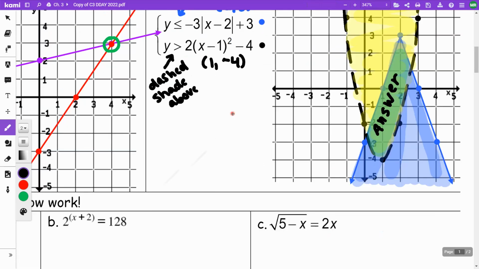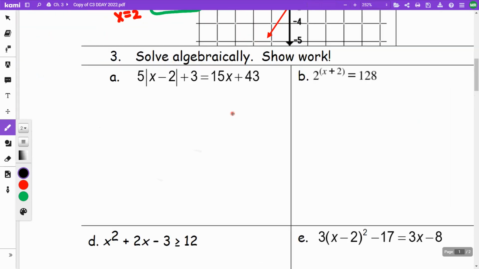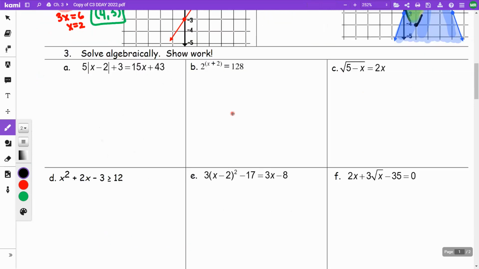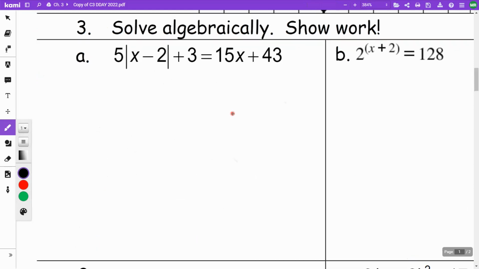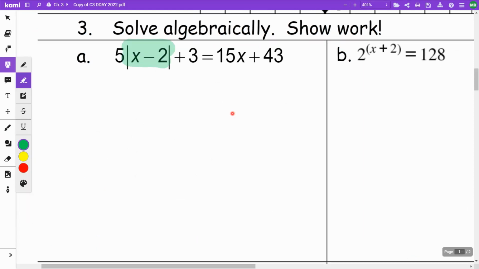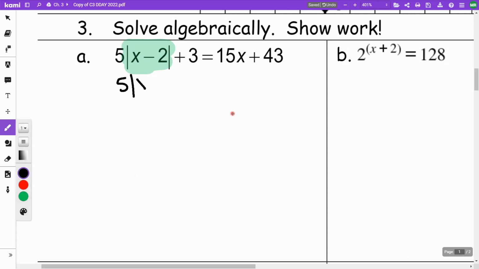On number 3, this section is solving. So first thing I'm going to do when it is an absolute value, I need to get my absolute value by itself. So I am going to have 5 times the absolute value of x minus 2. I'm going to minus 3 from both sides and get 15x plus 40.